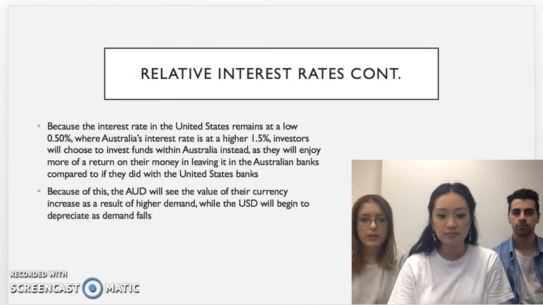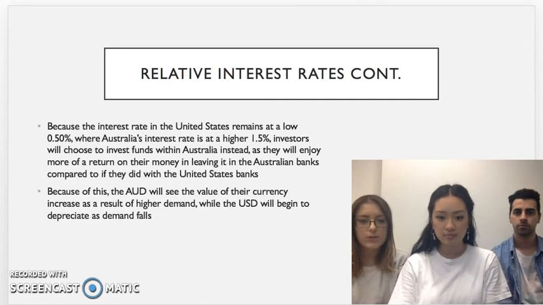Because the interest rates in the United States remain low at 0.50%, whereas Australia's interest rate is higher at 1.5%, investors will choose to invest funds with Australia instead, as they will enjoy more of a return on their money in leaving it in Australian banks compared to leaving it in United States banks.